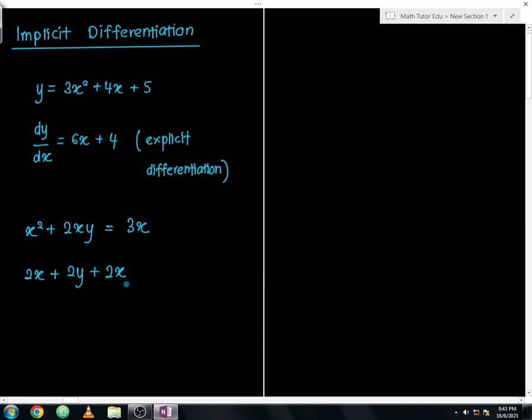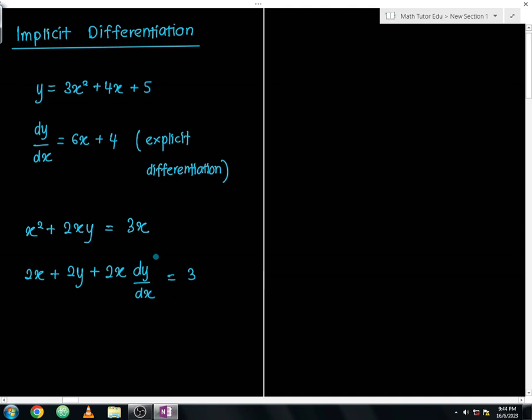But on the condition that you need to write the dy over dx over here. In the future, if you are using y prime, you need to write the y prime over here. For now we're using dy over dx. So 2x times dy over dx, and this equals 3, because on your right side, when you differentiate with respect to x, you get 3.